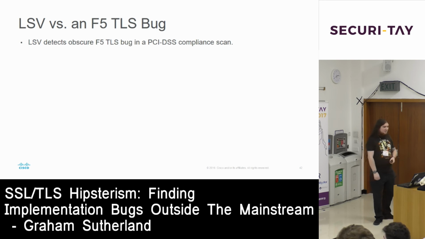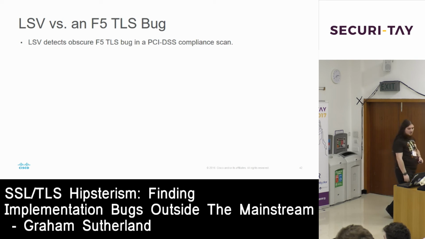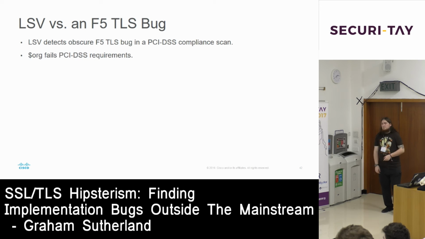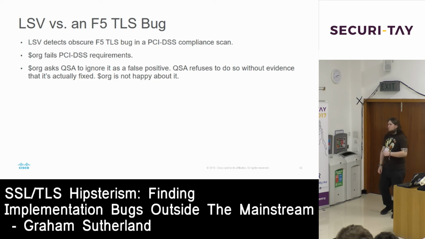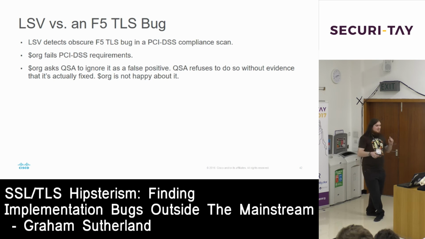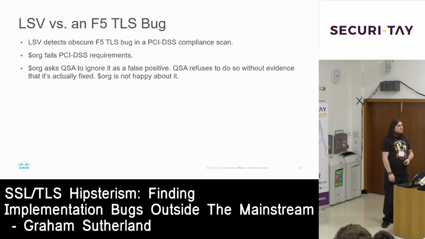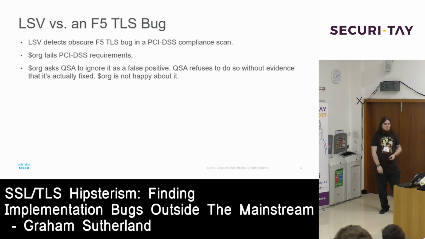So the large scanner vendor detects this obscure bug in a PCI DSS compliance scan. The organization that we were scanning fails its PCI DSS because of it. And the org isn't massively happy because, of course, they're like, well, hang on, doesn't that mean that everybody that uses F5 stuff fails their PCI? And we go, oh, maybe. Wouldn't surprise me. It also wouldn't surprise me if most people just went, it's probably a false positive.